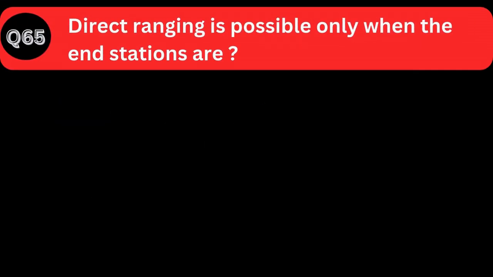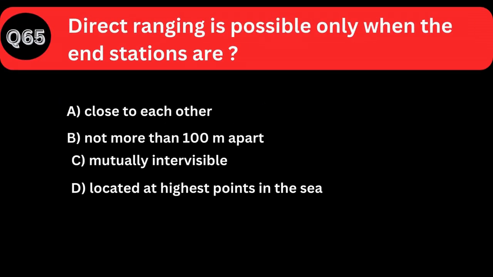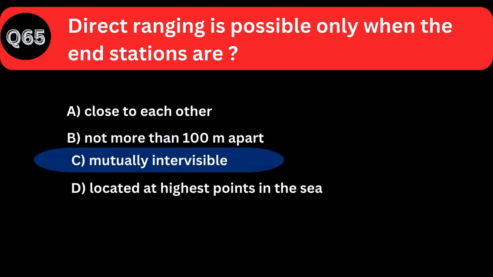Direct ranging is possible only when the end stations are. Options: A. Close to each other, B. Not more than 100 meters apart, C. Mutually intervisible, D. Located at highest points in the sea. Answer: C. Mutually intervisible.